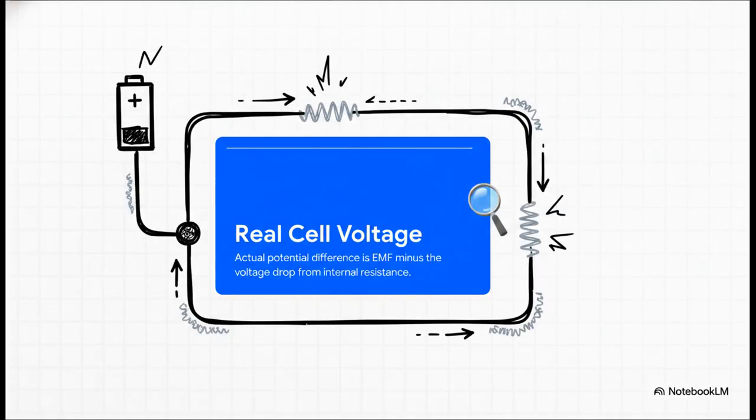Because of that internal resistance within the electrolyte itself, we get this equation for real cell voltage: V equals EMF minus the product of I and R. Practically speaking, this means the actual voltage you get out of a working cell is always going to be slightly less than its theoretical maximum EMF the moment current actually starts flowing. The battery itself resists the flow of its own charges, creating a small internal voltage drop.